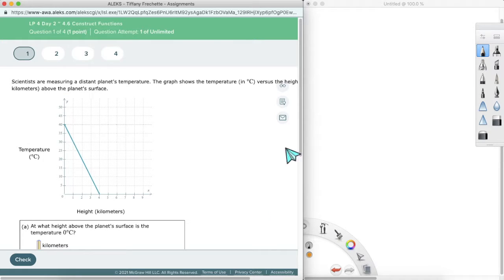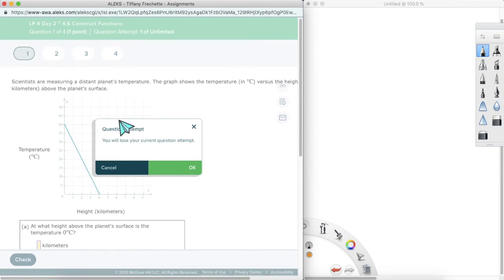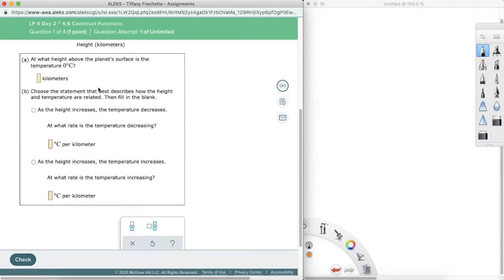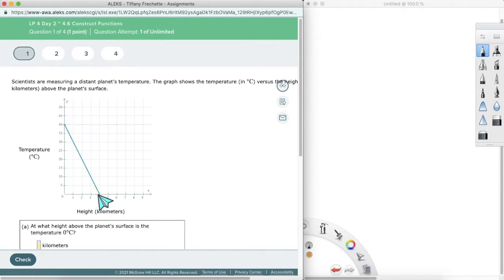On the side here, we have explanation, example, and message center. Explanation tells you you're going to lose your question attempt because it's going to give you the solution to this question here, not an example, but this exact one. So you don't get the answer and then get to come type it in. Sorry, that's not how this works.